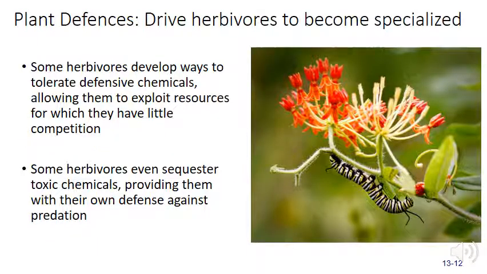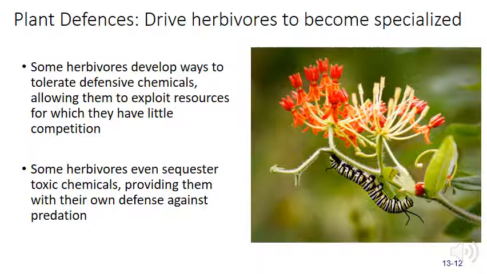So the presence of herbivores has forced plants to develop this wide array of defensive characteristics. But these defenses that plants have developed themselves have driven specializations in herbivores. So what you end up with is this kind of ecological arms race between the plant and its herbivores.